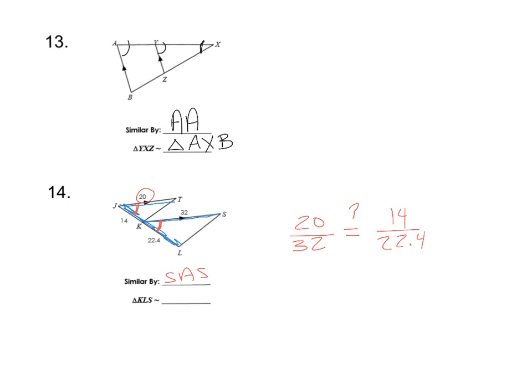So when I have just one set, you can either cross multiply or find the decimal. So 448, does that equal 32 times 14? 448. So that does work. 20 divided by 32, the decimal is 0.625. So either way, whichever way you want. So these do work by SSS. So KLS goes with, now K does not go with K. This K goes with J. L is K and T. Okay.